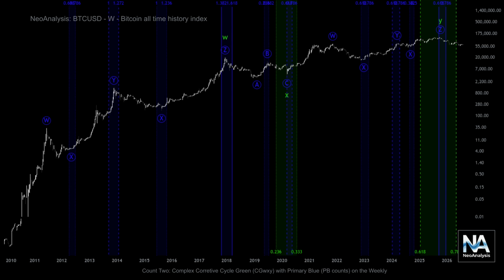The time relationships within this count show both cycle W and cycle Y are substantial relative to the connecting X wave. The X wave measures between 0.236 times and 0.333 times the duration of cycle W and would qualify as a hidden X under this count.